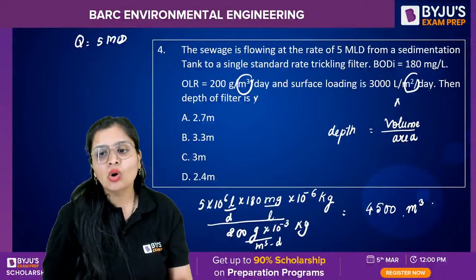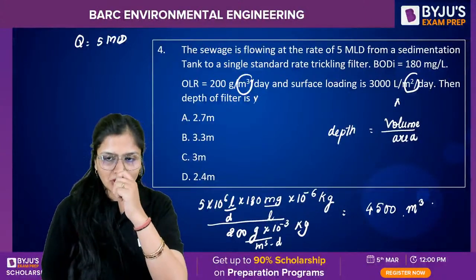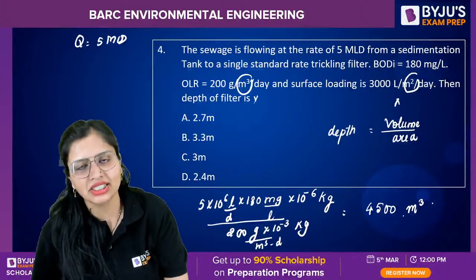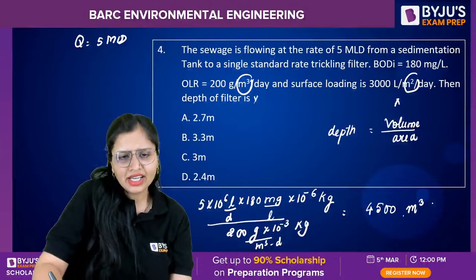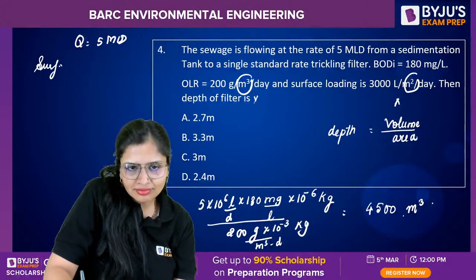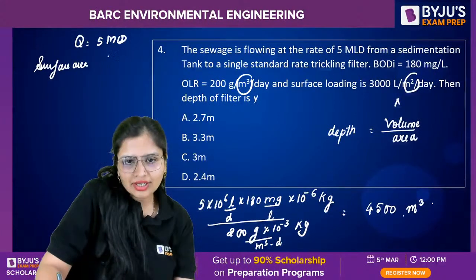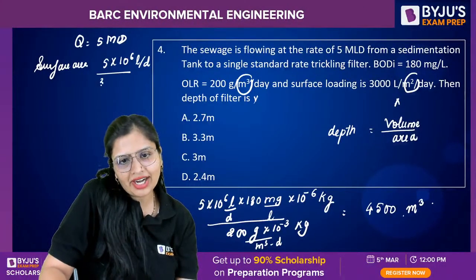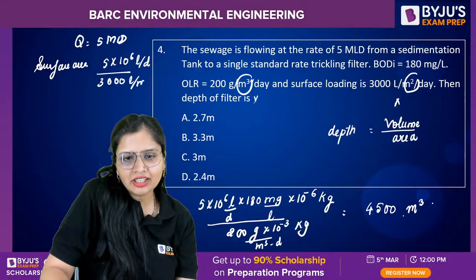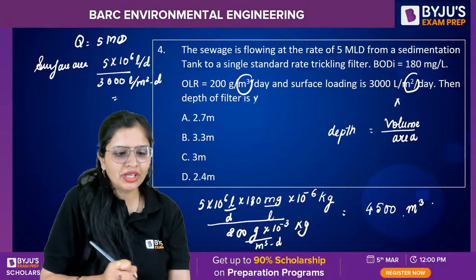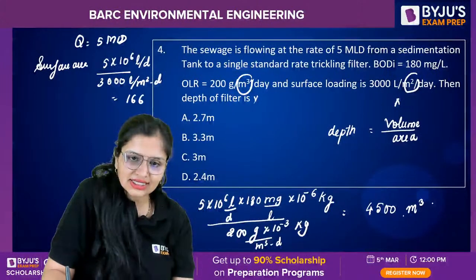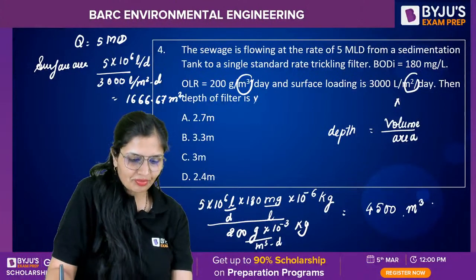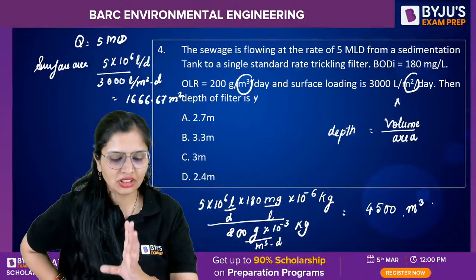Okay. Now, what about the area? If you talk about the area, what is given to me? 3000 liter per meter square per day is the surface loading rate. So surface area will become 5 into 10 raised to power 6 liters per day divided by 3000 liter per meter square per day. From here you will be getting how much? 1666.67 meter square. This will be your surface area.